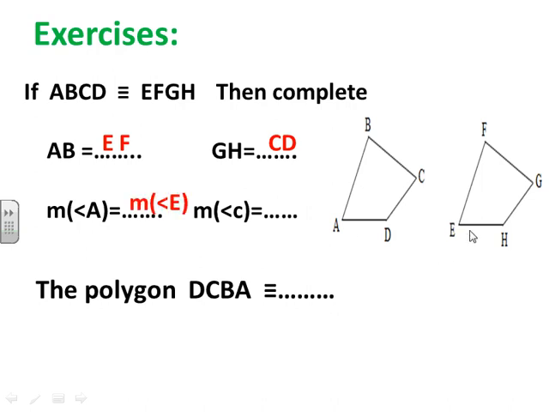Measure of angle E. And measure of angle C will be equal to measure of angle G. So the polygon DCBA is congruent to which figure? And from where I'm going to start? Super. I'm going to start from the H, G, F, and E.